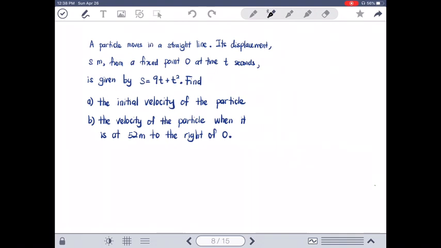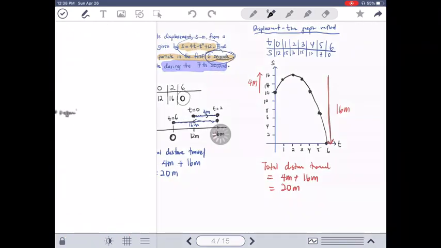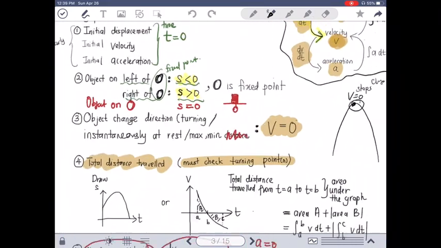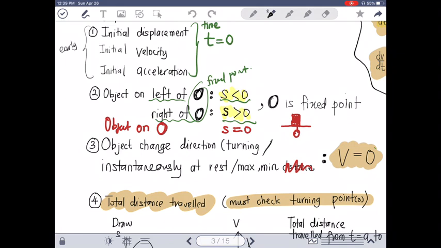Now we are going to move to our next question. A particle moves in a straight line. Its displacement s meter from a fixed point O at its time t seconds is given by this function. Find A, initial velocity of the particle. Okay, go back to our notes. When we're dealing with initial displacement, initial velocity, initial acceleration, always let t equals to 0. Not other things, but t must equals to 0.